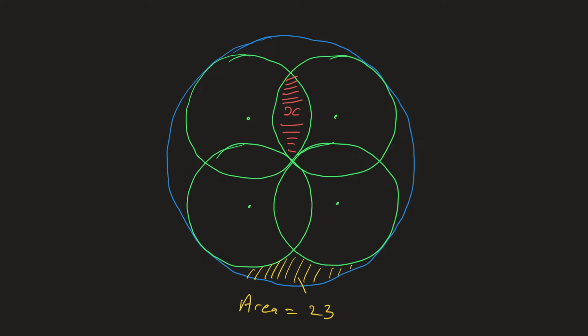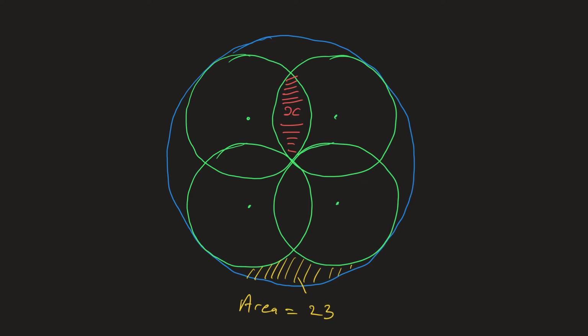Today's problem is as follows. We have an outer circle in blue centered on this point here. We then have 4 inner circles as shown. We are told that the area in here is 23 and we are asked to find the area in here.